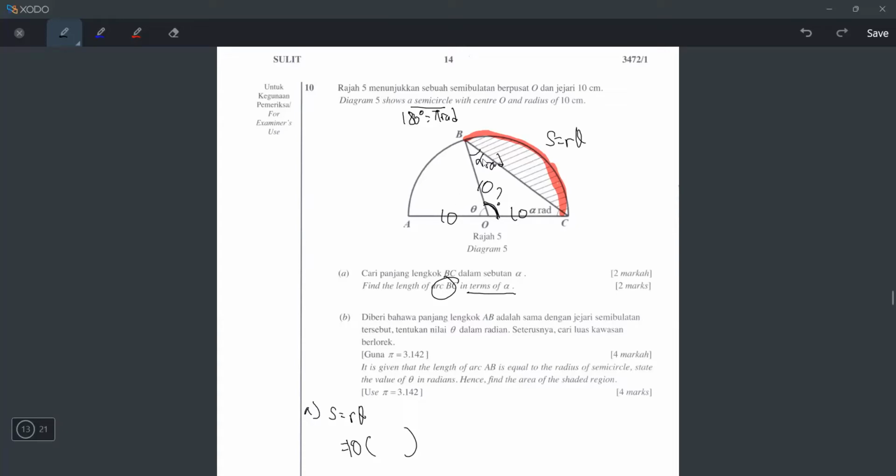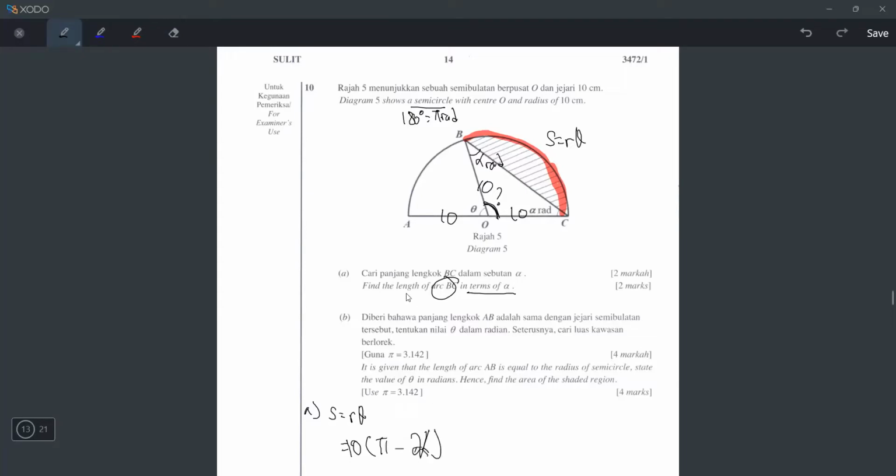So no, cannot take 180, because alpha is in radian. So you cannot say 180 minus alpha. You have to say pi minus alpha, because alpha is in radian. Cannot do degree minus radian, must be radian minus radian. So 180 in radian is pi, so you will write pi minus 2 alpha here.